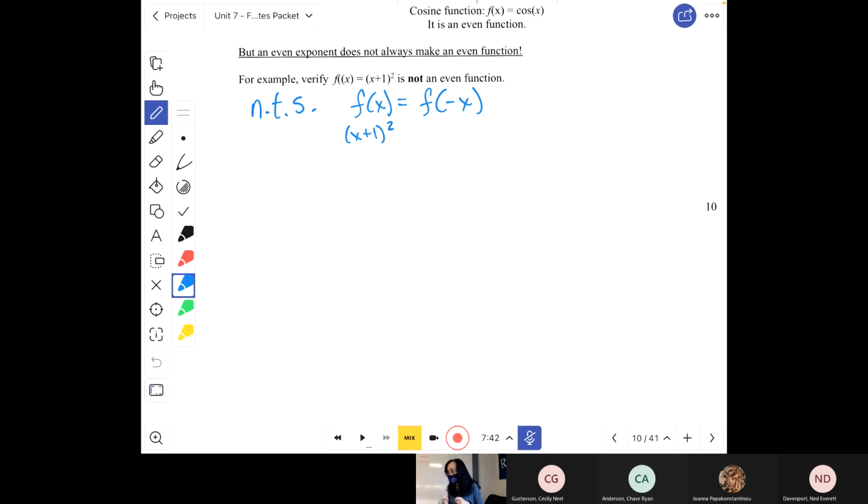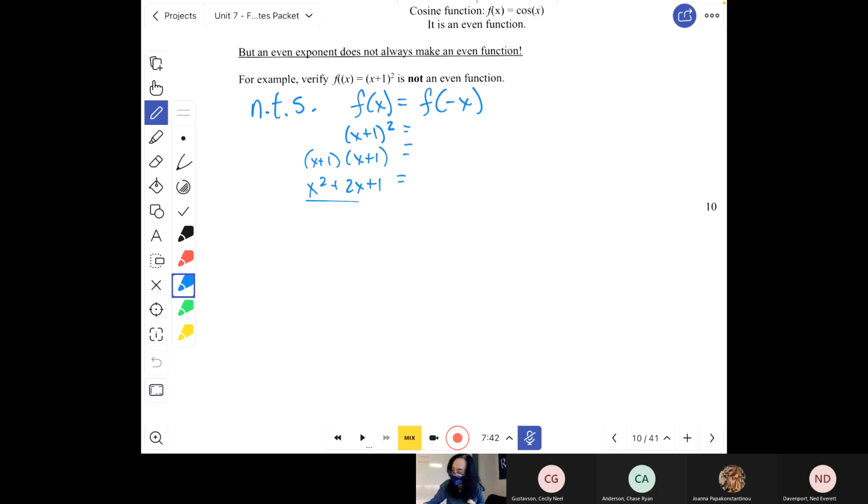If I FOILed that and simplified, what would I get? Because this is x plus 1 times x plus 1, so I'd FOIL, and I'd get what? Okay, so that is f of x. Now, everywhere I see an x in the original function, I'm going to replace it with negative x. I'm going to simplify that and see if it equals this. If it equals that, it's even. If it doesn't, it's not even. That's all I can say.